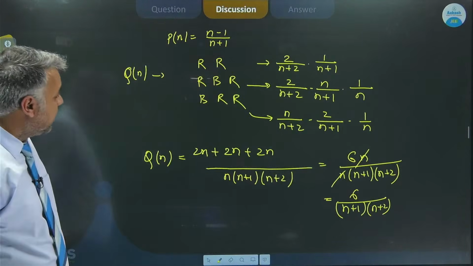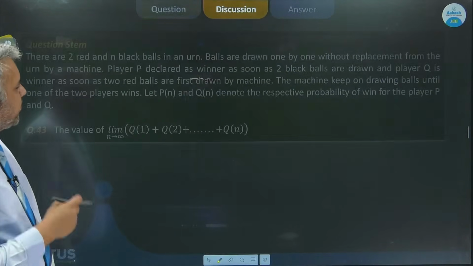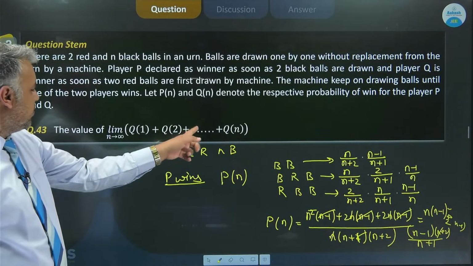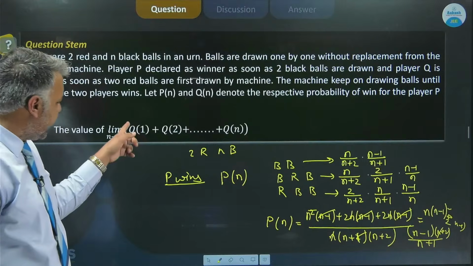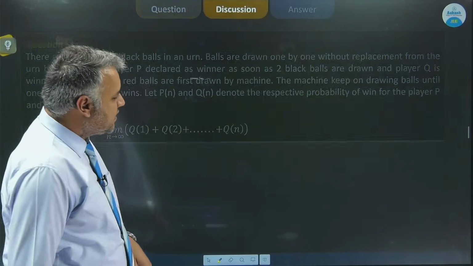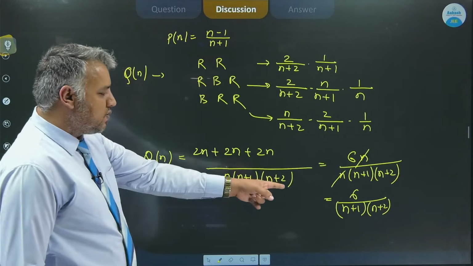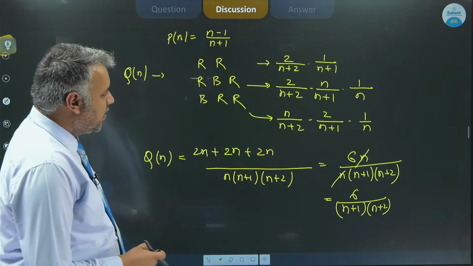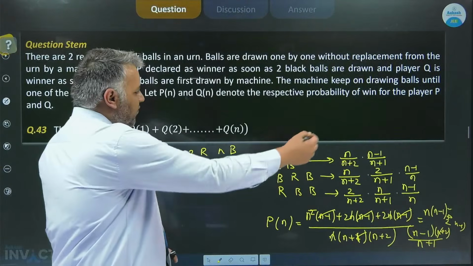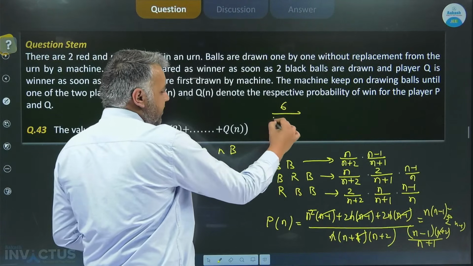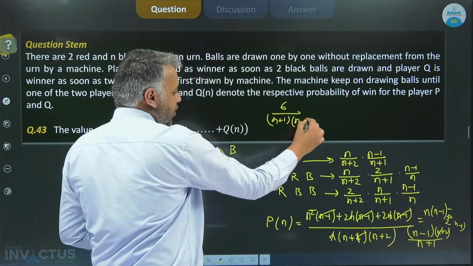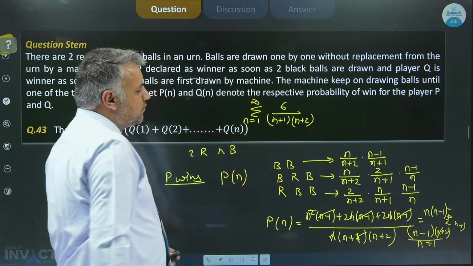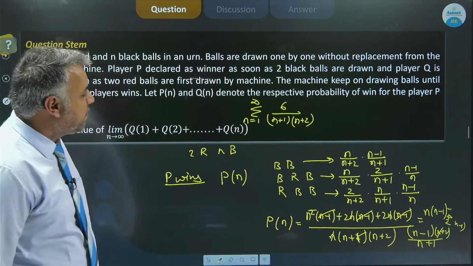Okay. So the first question was that we have to find the value of q1 plus q2 up to qn, and n tends to infinity. So we have to find the sum of an infinite series, and we have calculated Qn is equal to 6 upon n plus 1, n plus 2. So we can apply the telescopic series. So 6 divided by n plus 1, n plus 2 is the general term Qn. We have to find this for n equal to 1 to infinity. This will be the answer of question number 43.